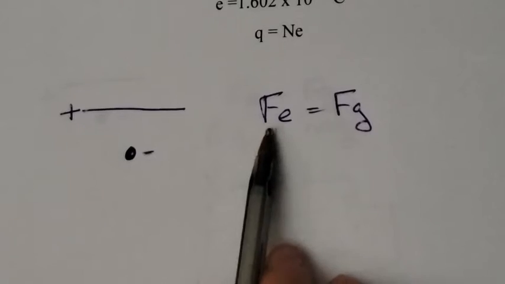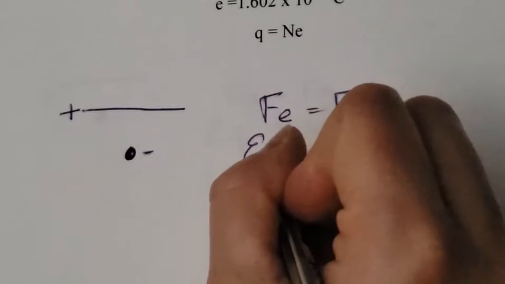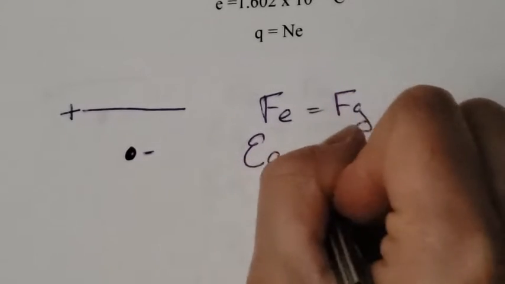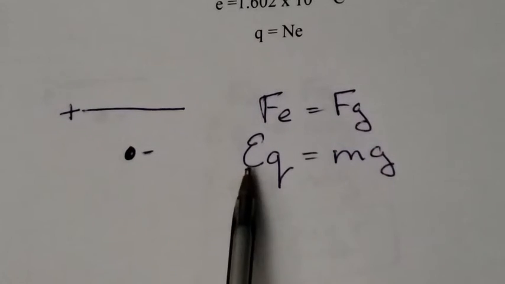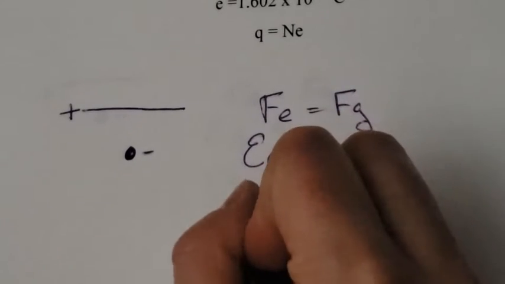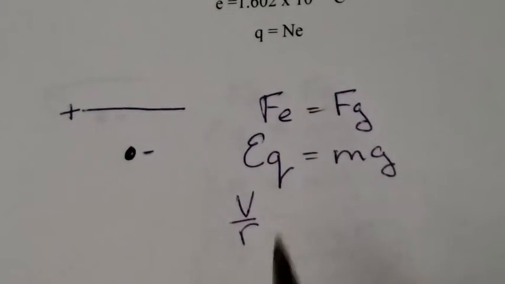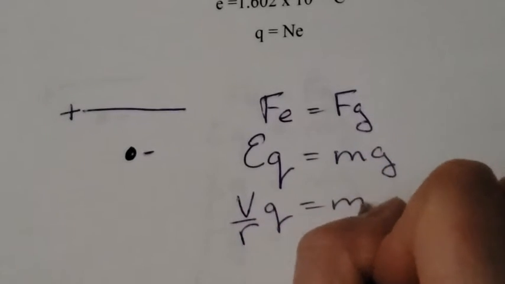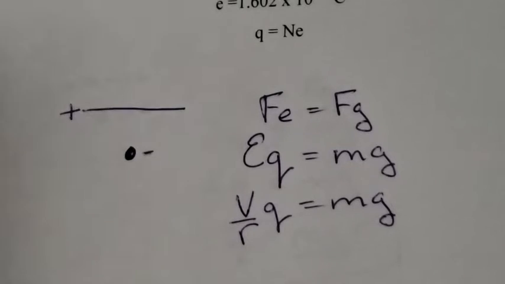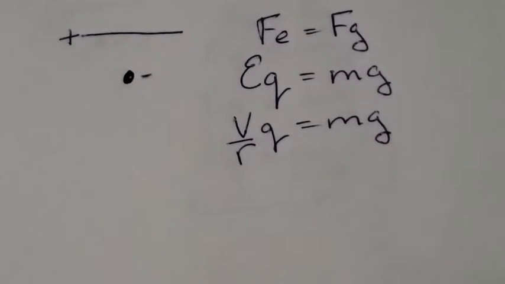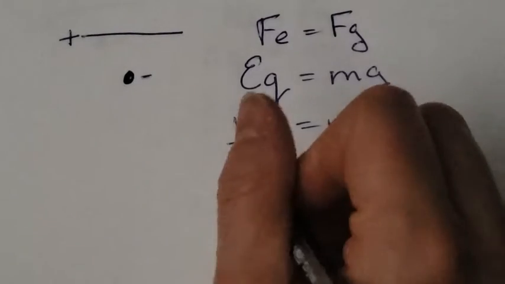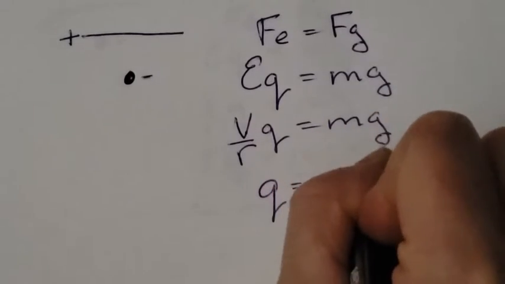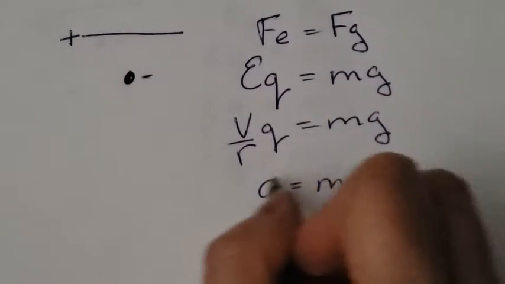We have another formula for electrical force, and that's the electric field intensity times Q is equal to, and then force of gravity is simply mg. Well, this kind of backwards 3 is also equal to V over r. Can't forget the Q, is equal to mg. Now I want to solve this for Q. To get the Q all by itself, I'm going to multiply both sides by r and divide by V. So Q is equal to mgr divided by V.